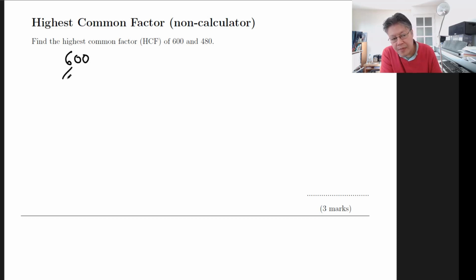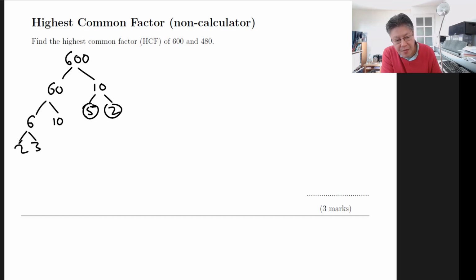We want to split this up into 2 numbers, so 60 and 10, and the 10 can split up as a 5 and a 2, so 5 is prime and 2 is prime. The 60 will split up as a 6 and a 10, 6 becomes 2 and 3, both prime, and 10 becomes 5 and 2, both prime. So that's the 600 done.